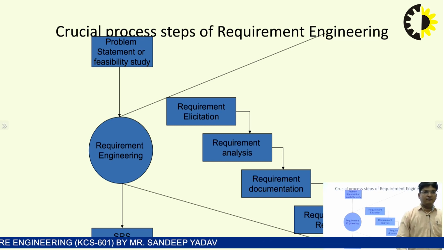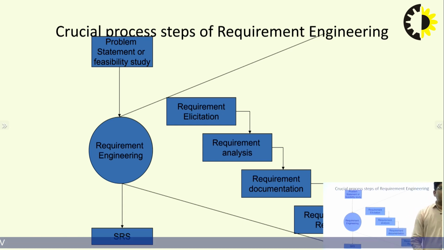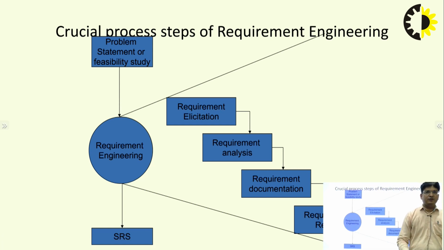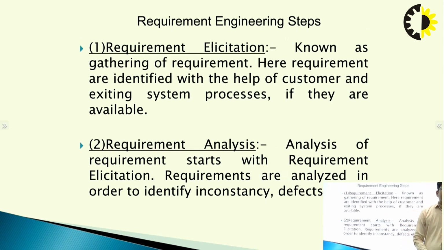So, these are the four basic steps in requirement engineering. We will be discussing some aspects of these steps. Requirement elicitation is known as the gathering of the requirements. Here the requirements are gathered from the customer by the developer side. So, basically this is the requirement gathering stage.